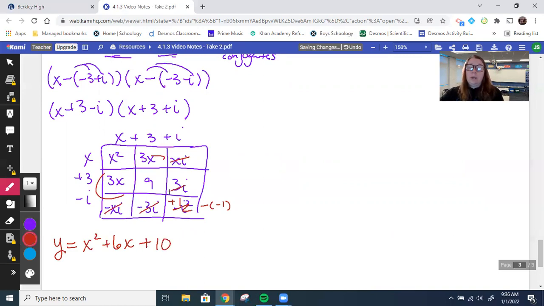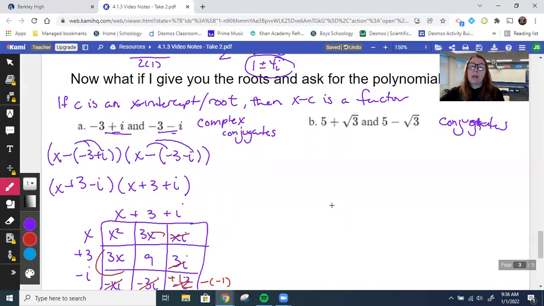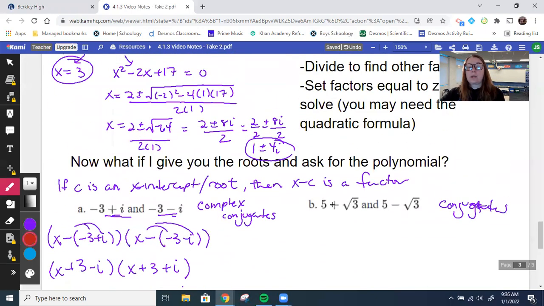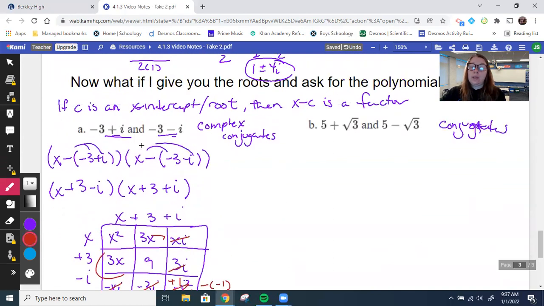Okay, so that's one way to do it. The other way to do it is if I know, like before, when I say I know x equals 3 is an intercept, then to get the root, really all I'm doing is subtracting 3 and saying x minus 3 equals 0, and then there's my factor.